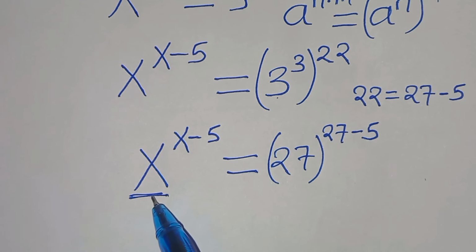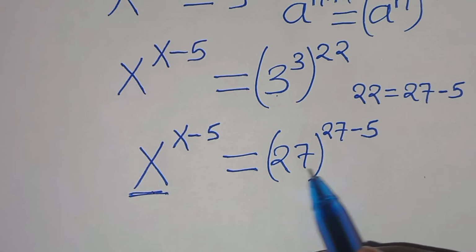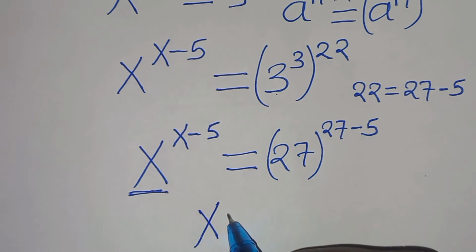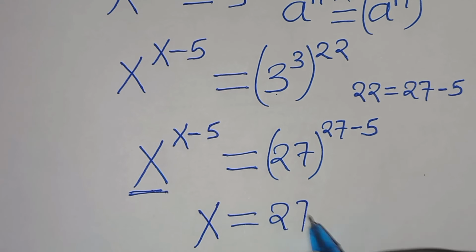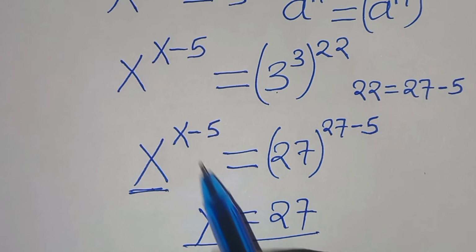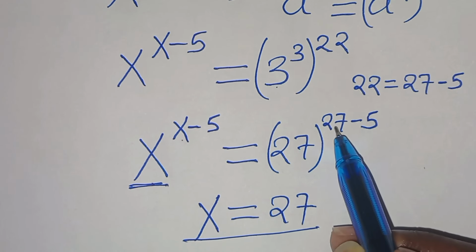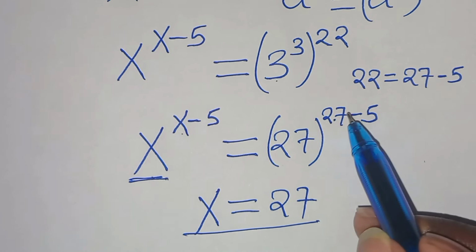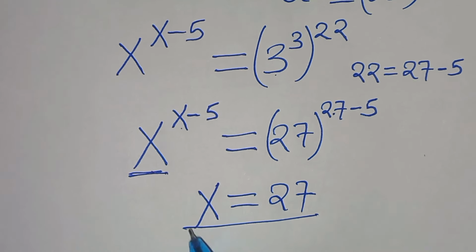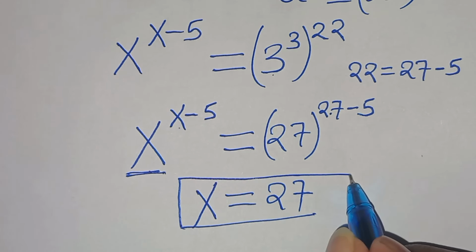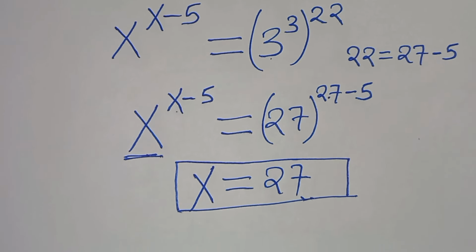So we have that x is equal to 27. Because if you check the power here, x is equal to 27, we have minus 5 and minus 5. So this concludes that the value of x is equal to 27.